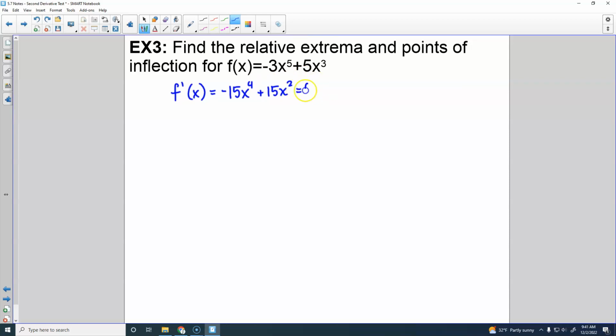We do need to know where this equals 0 for critical points. So if I factor out a 15x squared, I would have -x squared plus 1. And so I'd get 15x squared equals 0 and -x squared plus 1 equals 0. So this is just going to be x equals 0 right here. Here, you'll move that x squared over, so you'll get 1 equals x squared, so x is going to equal plus or minus 1.